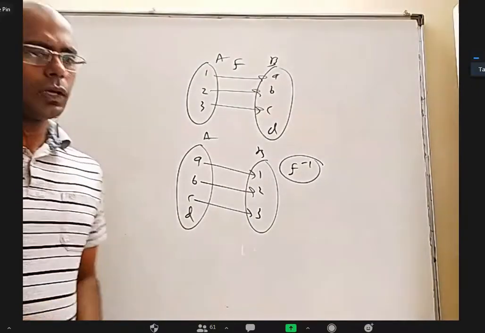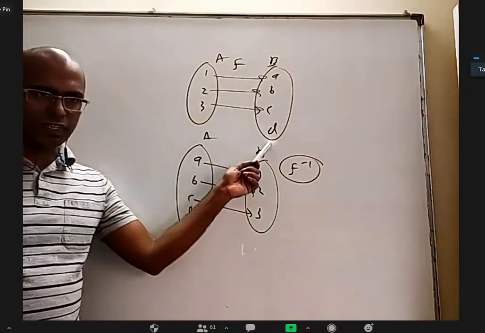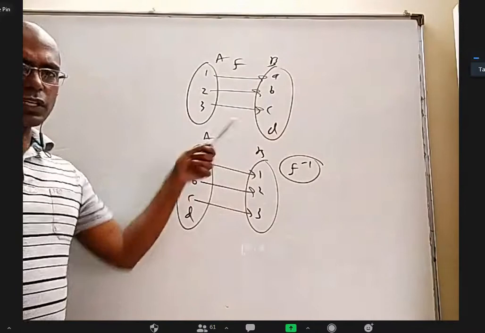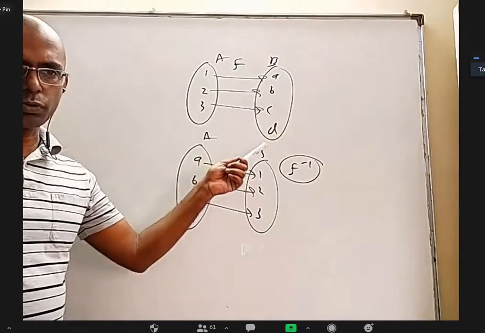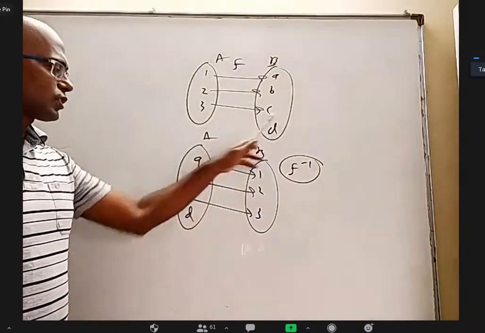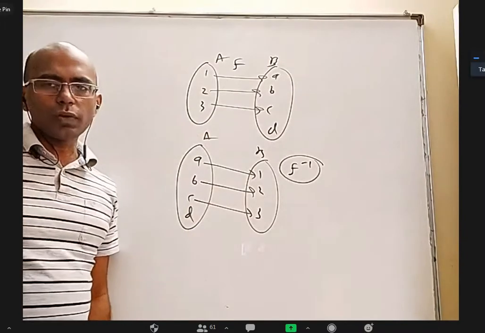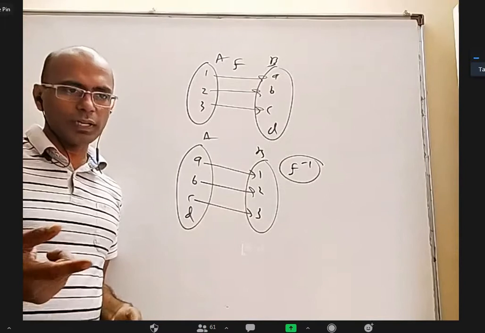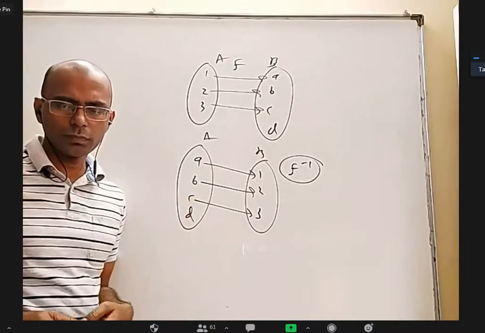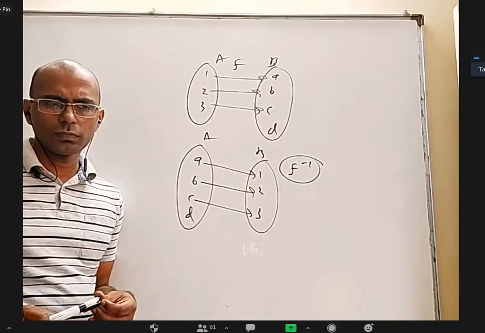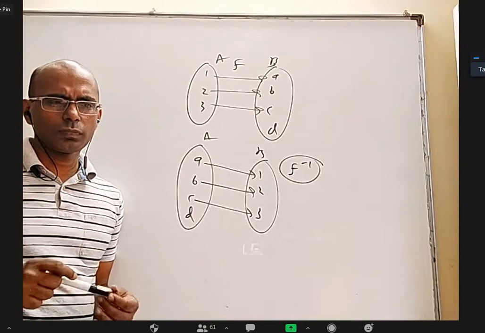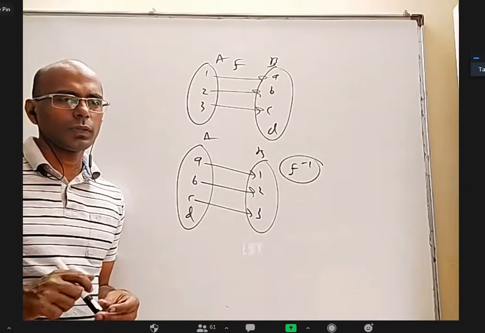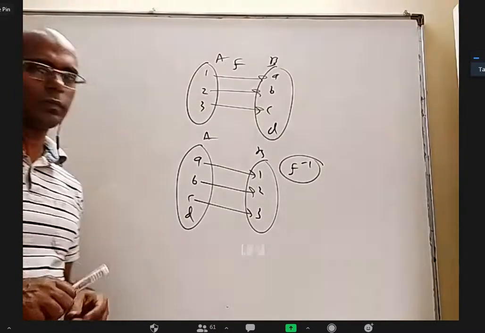Because this D is left here, for f to be a function, it's okay. D can be left, nothing, no issue. But inverse will not be a function because of that. So now can you tell me what property the function f should have so that inverse also will be a function? Number of elements should be same. Should be bijective.